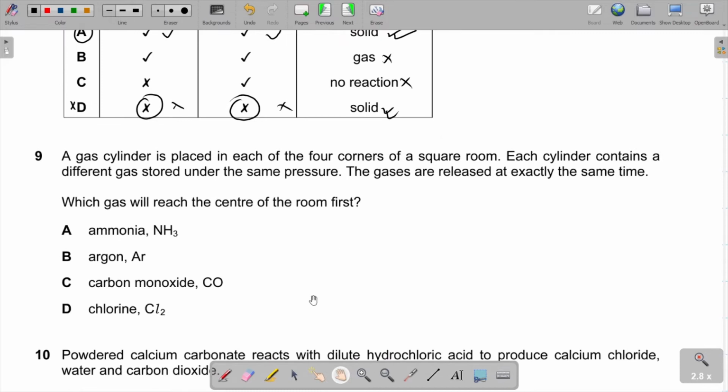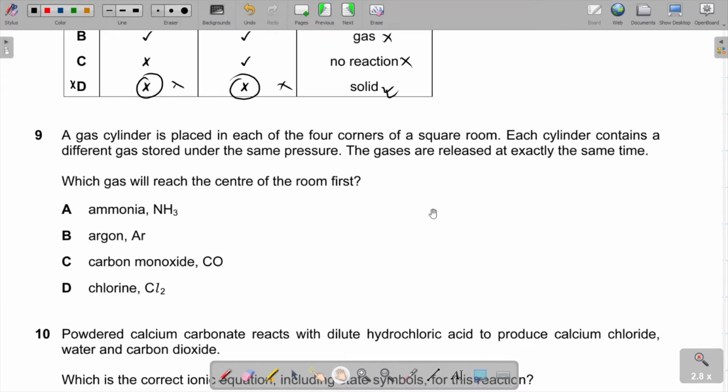Moving on to question number 9. A gas cylinder is placed in each of the 4 corners of a square room. Each cylinder contains a different gas stored under the same pressure. The gases are released at exactly the same time. Which gas will reach the center of the room first? This one is more related to the molecular mass of the gases. So let's go ahead and try to figure them out.